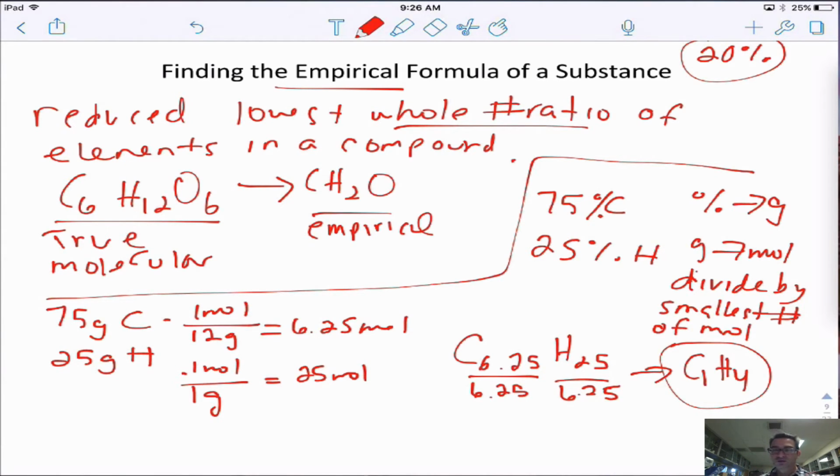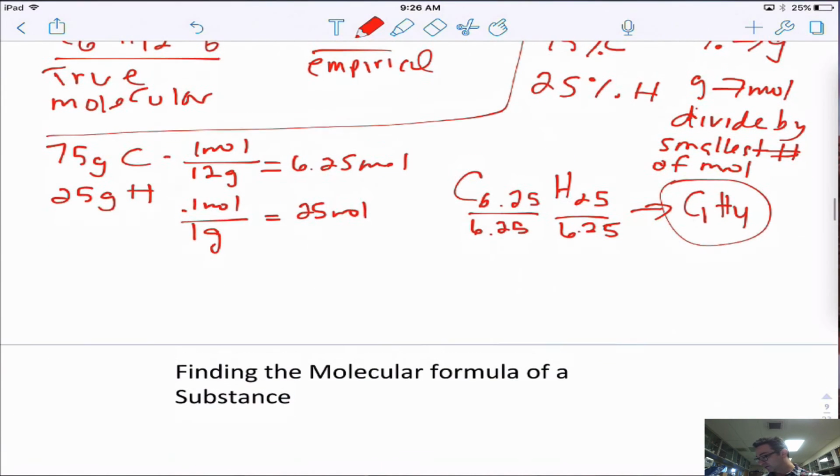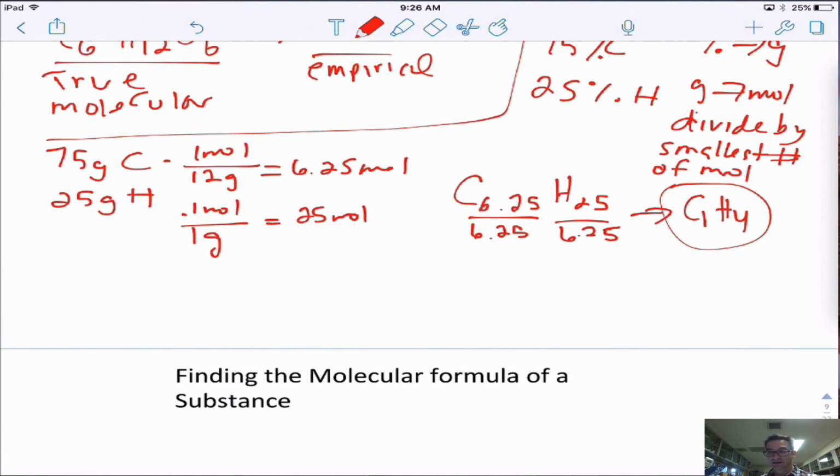Now, if you don't get a whole number, if I got something like C1H2.5, you can't reduce it again. You'll keep getting fractions, so you would double it, and you'd get C2H5. So, this is a type of problem where we have an empirical formula here from a percent composition.